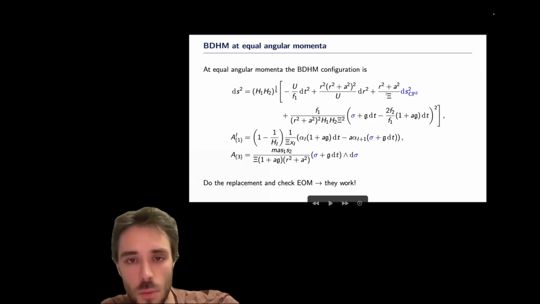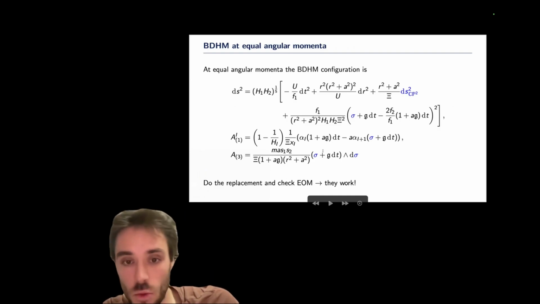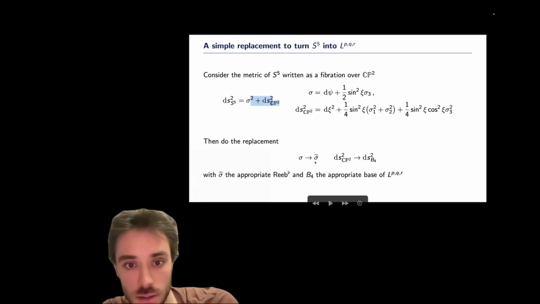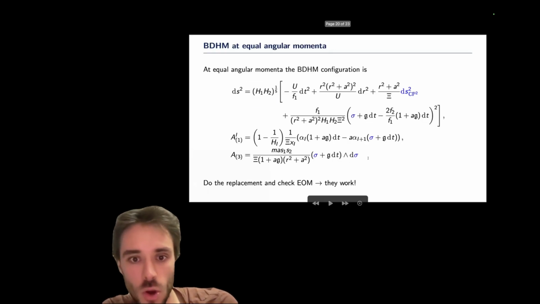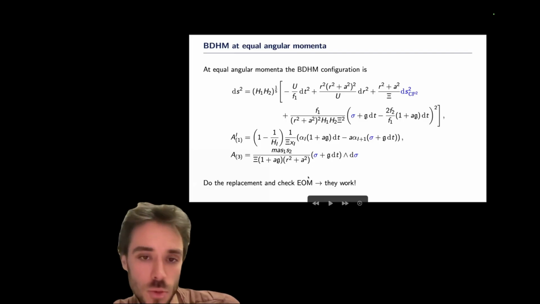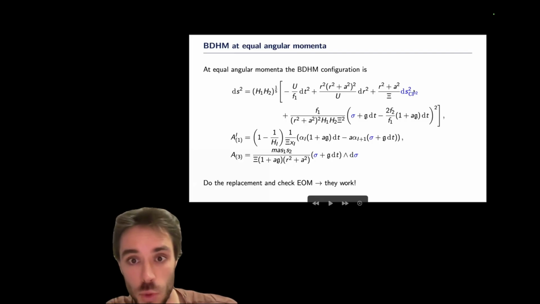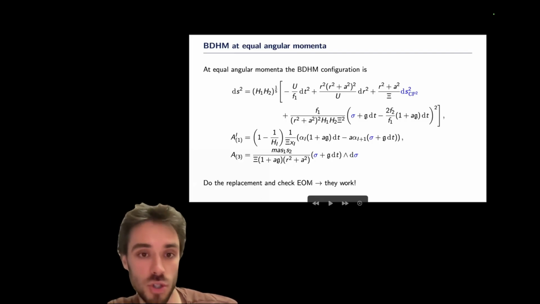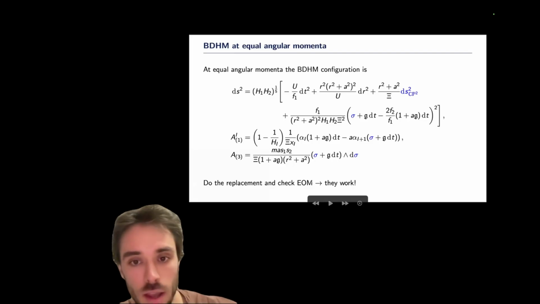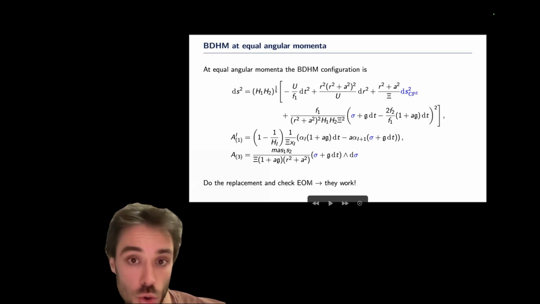But this is how these objects appear in the full geometry, and that's suggestive because now we can do the simplest possible thing. We do the replacement. We take sigma, move it to sigma tilde, we take the base, we move it to the base of LPQR, and there is no guarantee that what we're doing should work. This is kind of like guesswork at solving Einstein's equations without actually solving them. You do that replacement and you check equations of motion, and they work. So now you have a candidate solution, which is new.